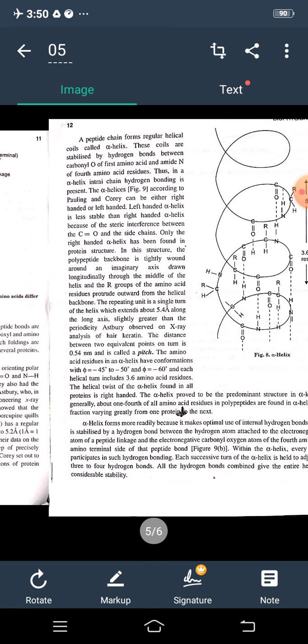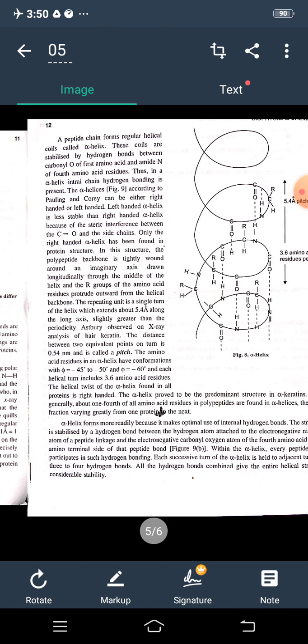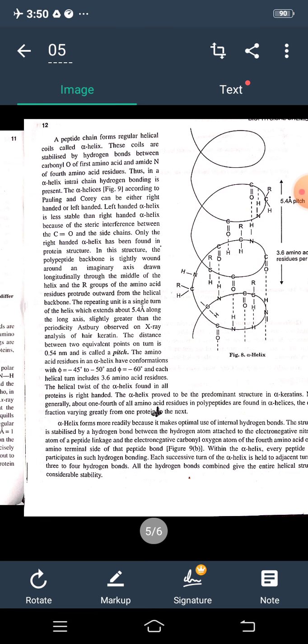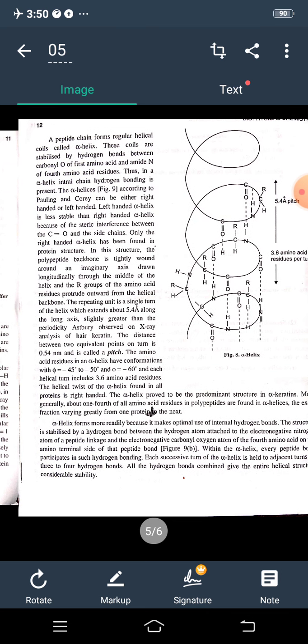Then a peptide chain forms a regular helical coil called the alpha helix. These coils are stabilized by hydrogen bonds between the carbonyl of the first amino acid and the amide of the fourth amino acid residue. Thus, in an alpha helix, a chain of hydrogen bonding is present. The alpha helix is shown in figure 9.